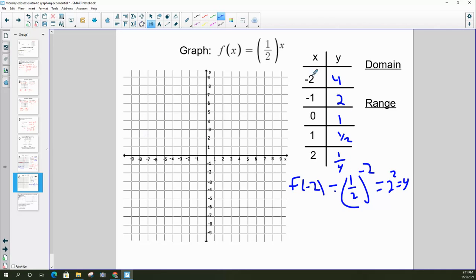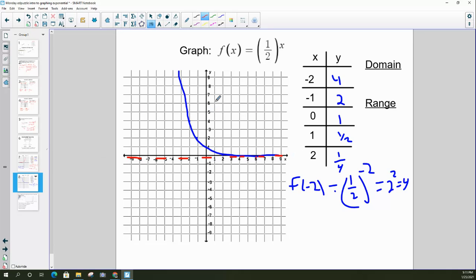So this one, instead of going up, it's coming down towards the asymptote. So at -2, 4, -1, 2, 0, 1, 1, 1/2, and 2, 1/4. So this is a decay function. Okay, it's going down, it's decaying. Again, it never goes below 0. All right, and then we could draw our asymptote to kind of show that it never went below 0, even if I accidentally did.